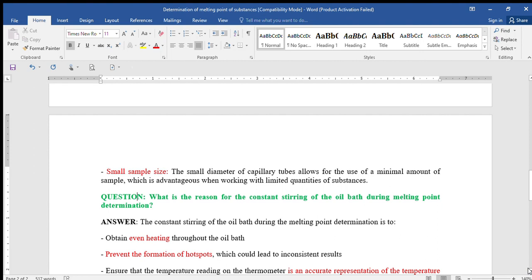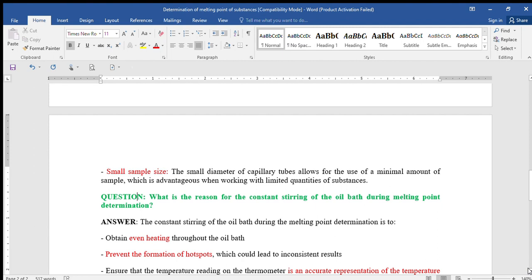So, for you to have a clean and a true picture of the melting point of your substance, you have to take note of all that has been mentioned. Use of a new capillary tube, heating gradually at a slow and steady temperature, determining your melting range, and so on and so forth. Number five, state the reason for constant stirring of the oil bath during melting point determination.